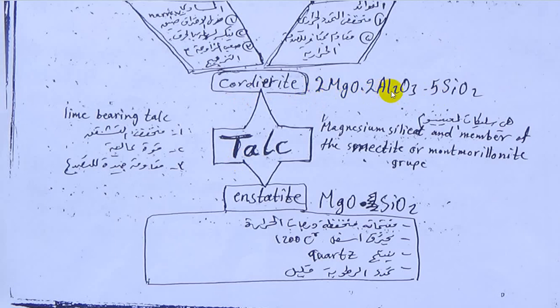2 MgO, 2 Al2O3, magnesium oxide and aluminum oxide, the alumina, and 5 SiO2, silicon oxide, which is silica. The talc is the magnesium silicate, and the talc can be considered as an essential element of the smectite or the monomer group.